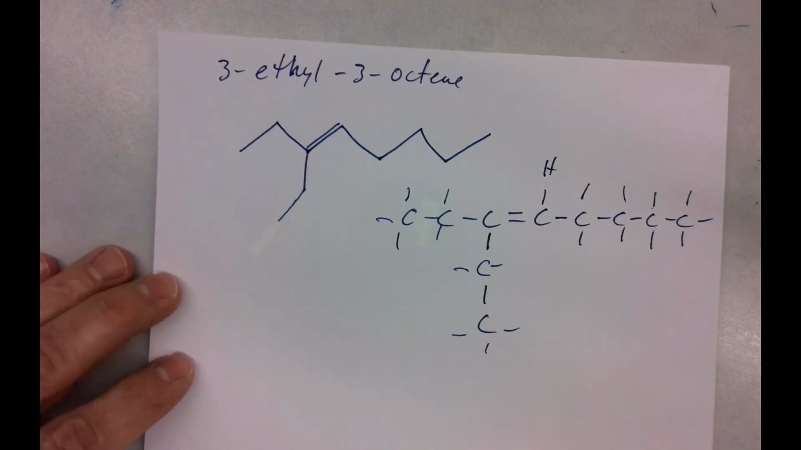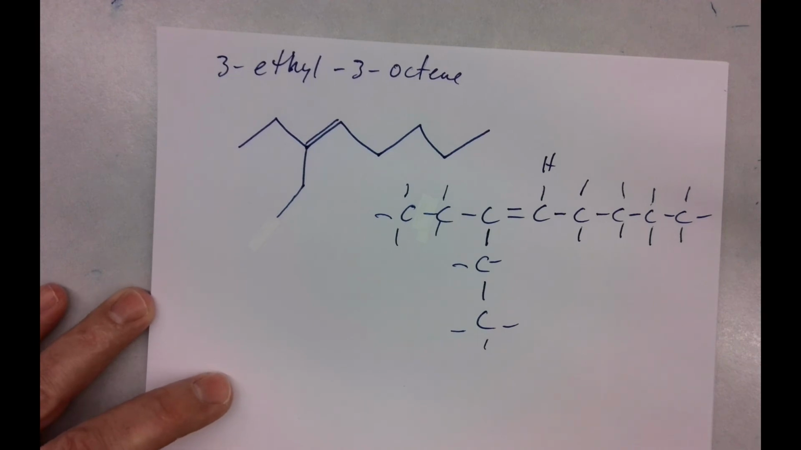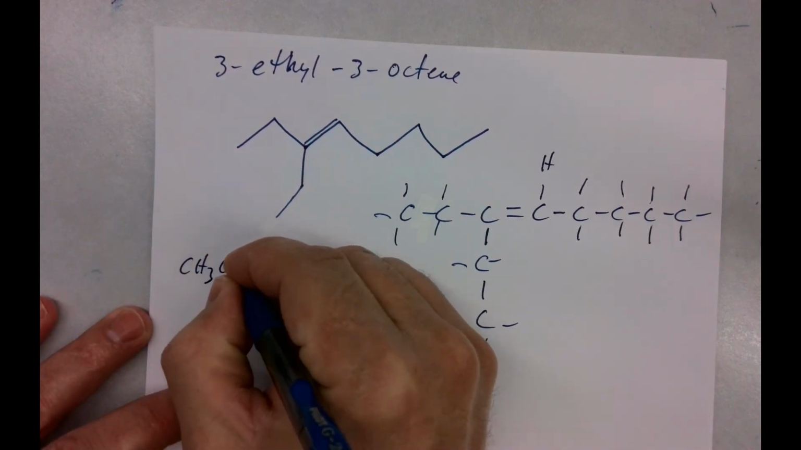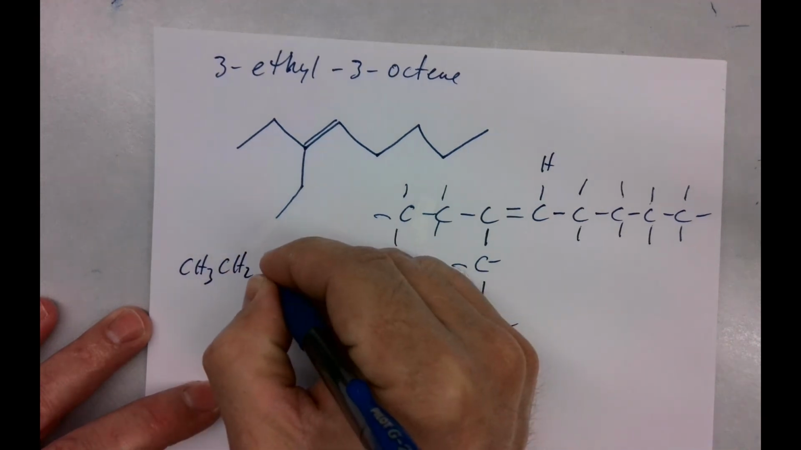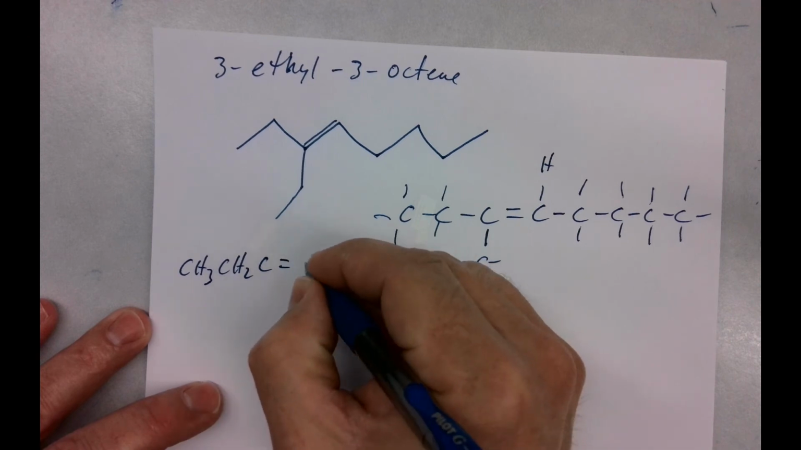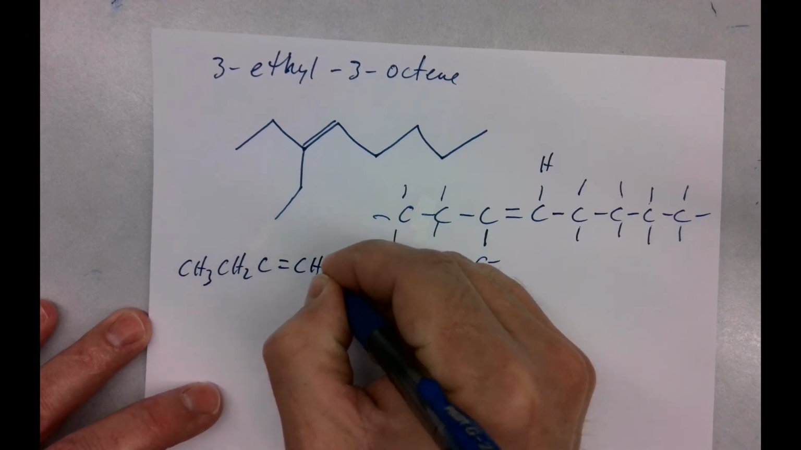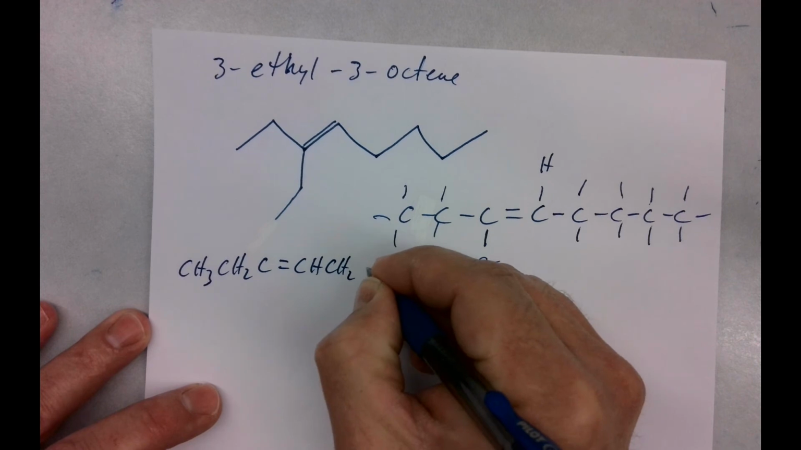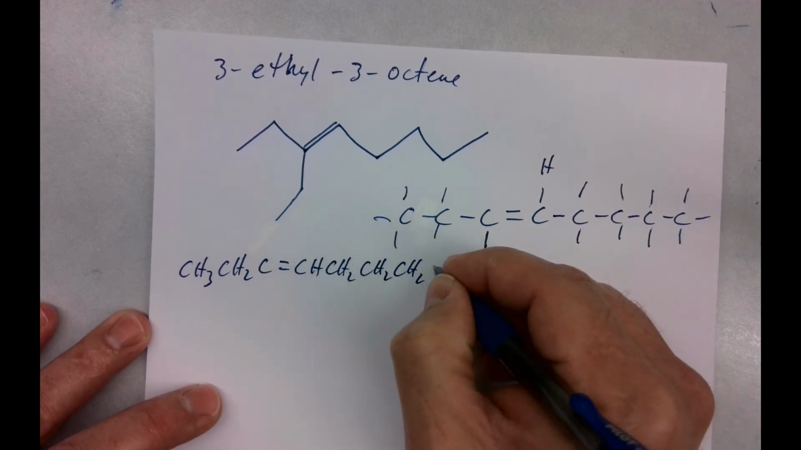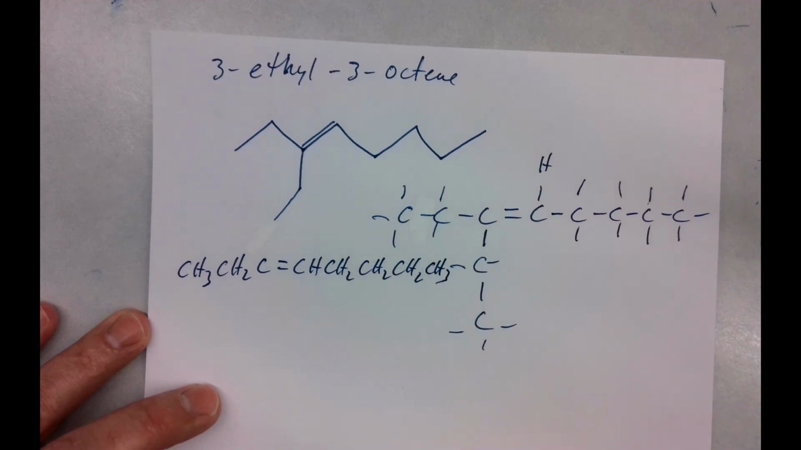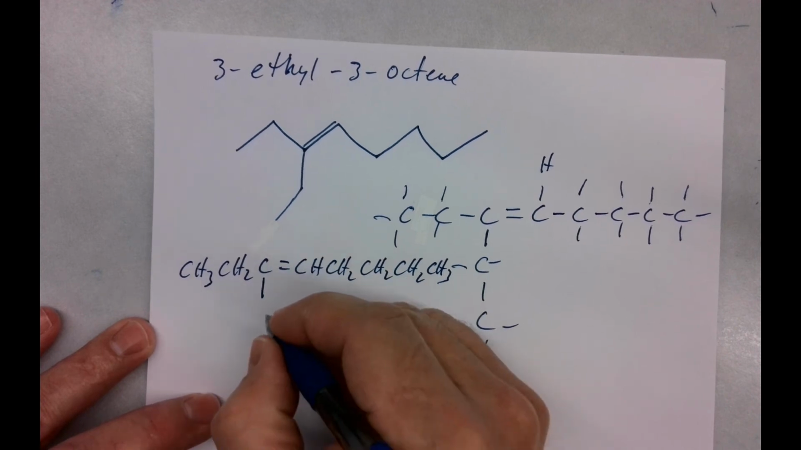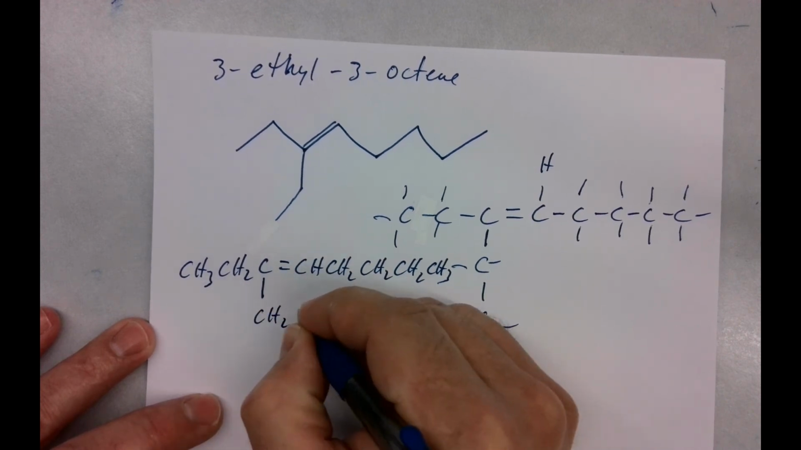Anybody want condensed? I can do it. Okay, Evans, what do you got? I got CH3, CH2, then a C, and then a double bond, and then a CH, CH2, CH2, CH2, and then a CH3. And then off of your single C, right before the double bond, I have a line going down, and then a CH2 and a CH3.